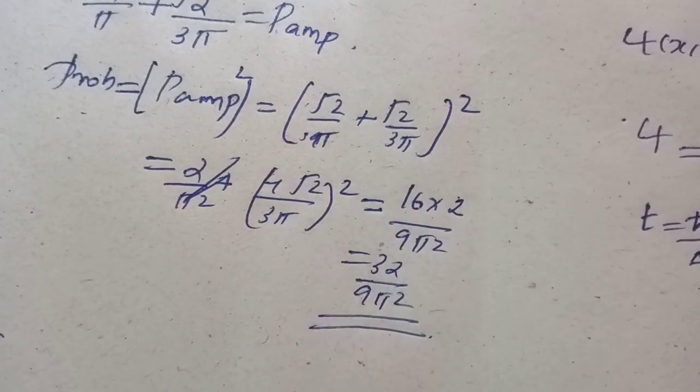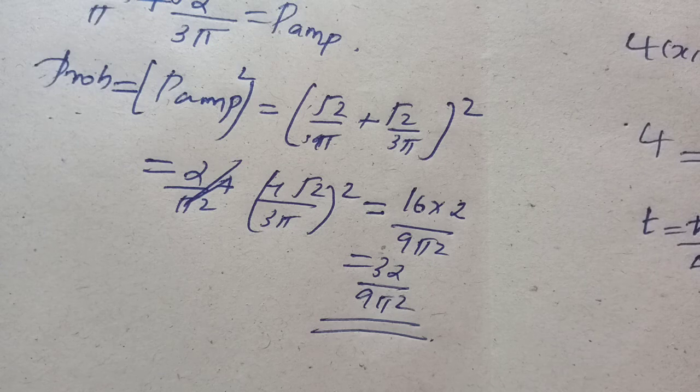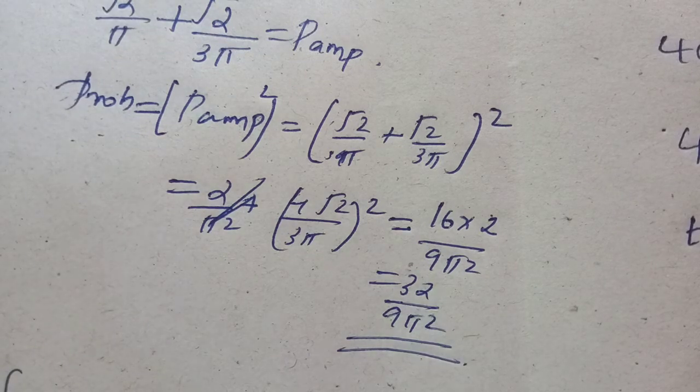This is the answer of the probability when a ball changes from one box, from 0 to L, to 0 to 2L. Okay.